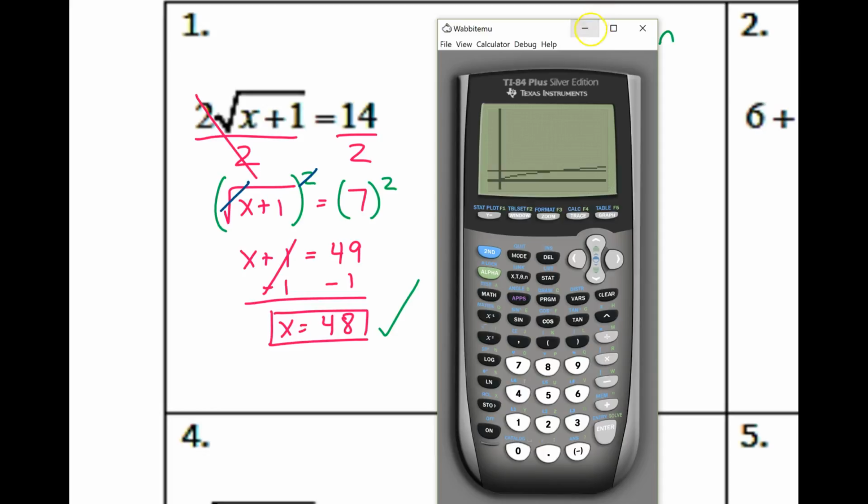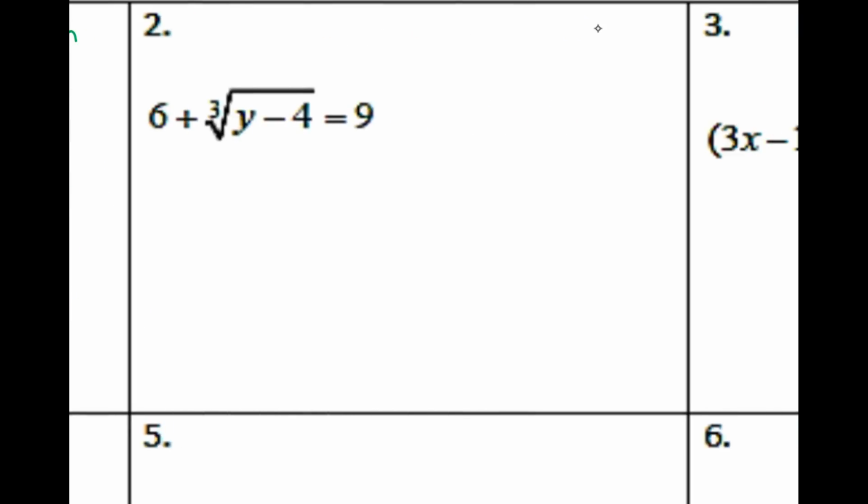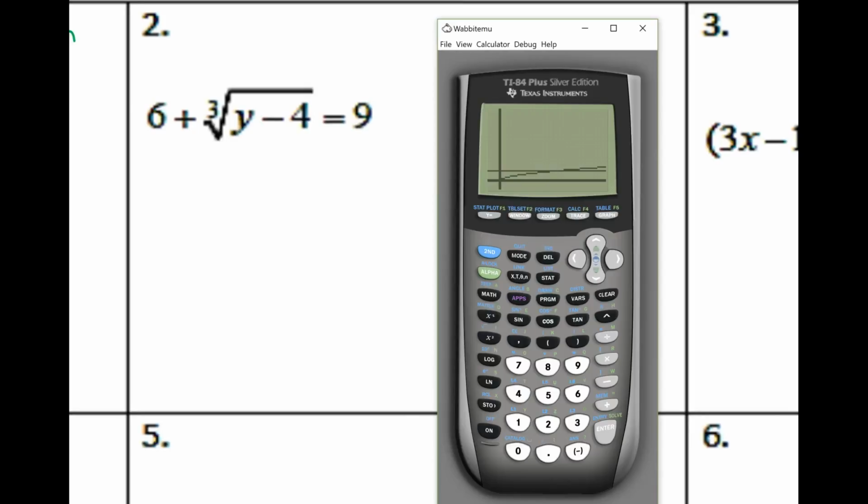All right, next problem. What should I do first? First, before I solve, what do you think I should do? What did I just say to do first? Put it in the calculator to figure out how many solutions you should end up with.